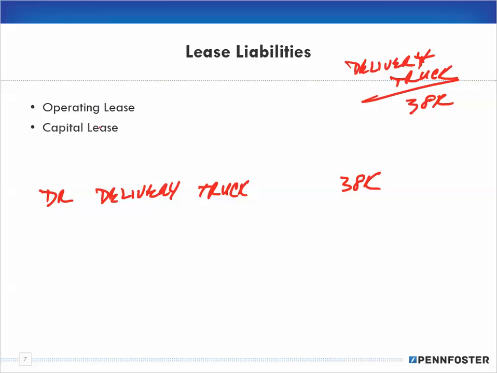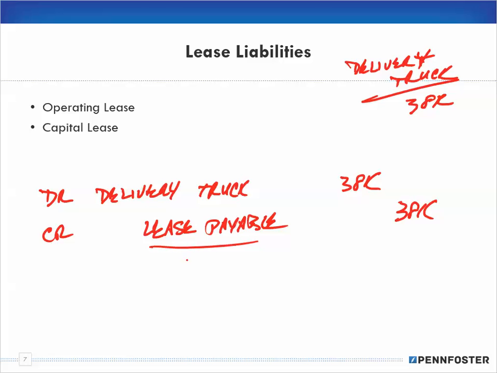Okay. But since we have a lease on it, we don't own it. We have to credit, and we're going to end up crediting lease payable instead, for the 38,000. That's the amount of the lease. This lease payable is no different than a mortgage payable, a note payable, a loan payable, whatever it is that shows the total amount that we actually owe on that particular asset. All right. So that's how we initially book the asset when we purchase it on the lease.